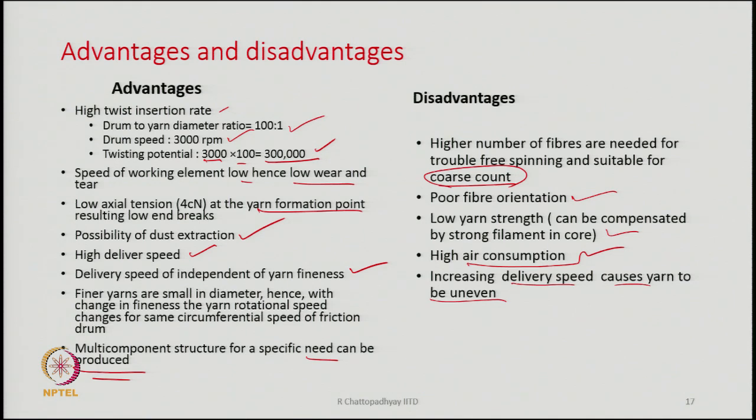Delivery speed anyway is very high. So, one has to also find out what is the optimum combination of friction drum speed, delivery speed, and suction pressure. These are the three main process parameters which we have to find out what is the optimum combination of these three for a given yarn count and given fiber. Unnecessarily, if we go for increasing delivery speed in order to increase the production rate, the quality of the yarn may suffer, which is true for any technology.